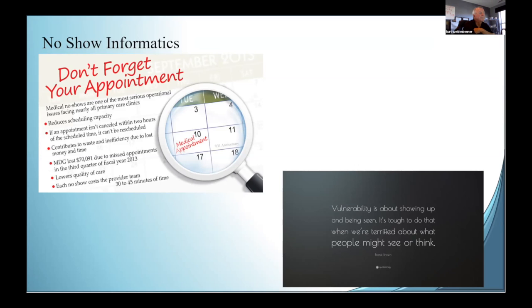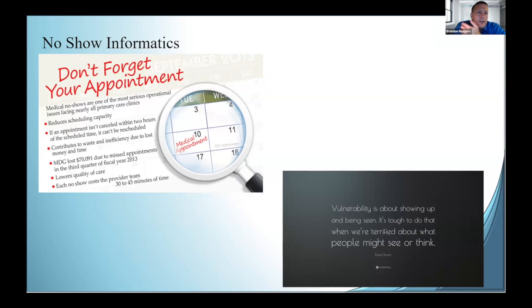Yeah, absolutely. So I think you guys are spot on. All things that we know anecdotally that lead us to worry about no-shows and what it can mean about clinical treatment, what it can mean about financial impacts, what it can mean about progress in treatment. And we're in a counseling field. So I love the quote from Brene Brown that I threw up here, that vulnerability is about showing up and being seen. It's tough to do that when we're terrified about what people might see or think.